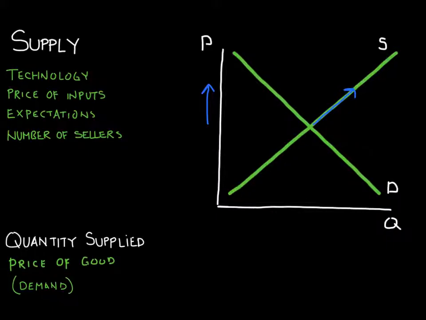And then we can ask ourselves, why did the price increase? Well, probably because there was an increase in demand. So demand, at least indirectly, would affect quantity supplied. But again, it does not affect the supply curve. It's always the same.